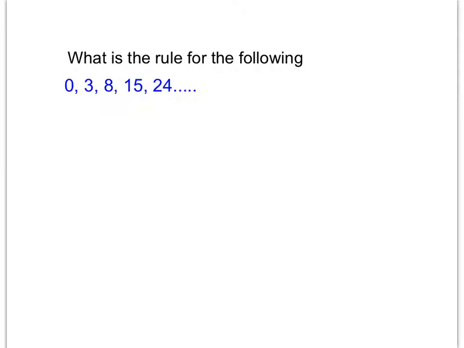Maybe you see that a sub 1 is 1 squared minus 1, which is 0. A sub 2 is 2 squared, 4, minus 1, which is 3. A sub 3 is 3 squared, 9, minus 1, which is 8. So our rule is going to be: a sub n is going to equal n squared minus 1.